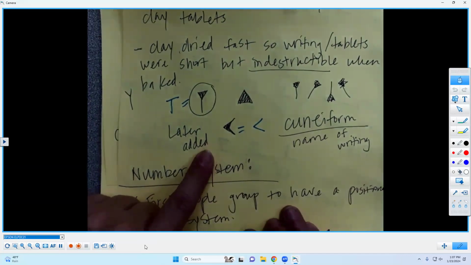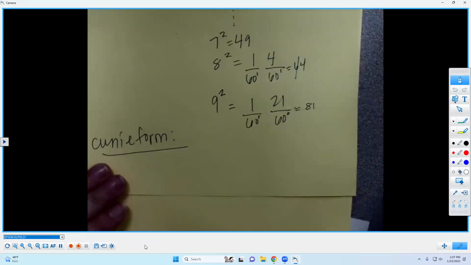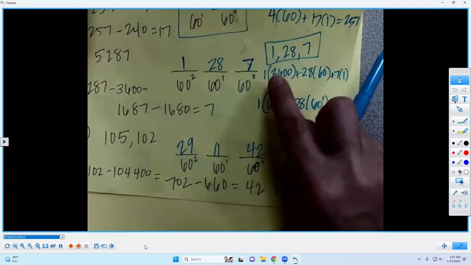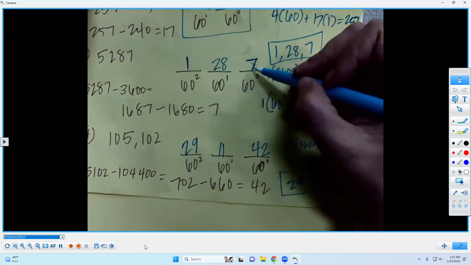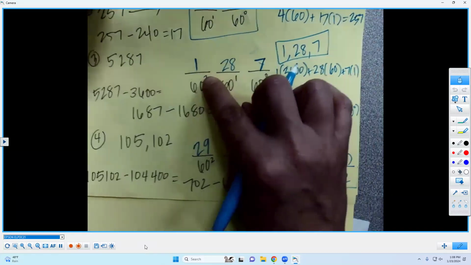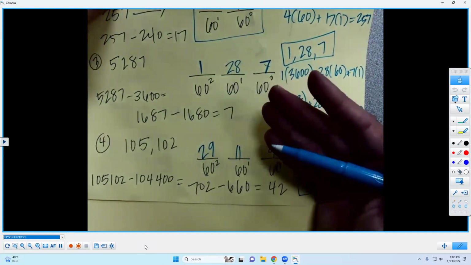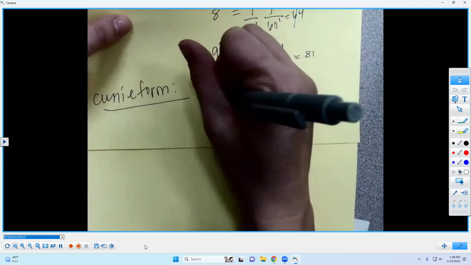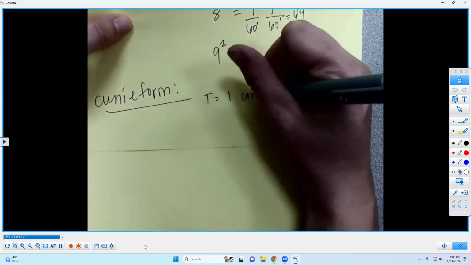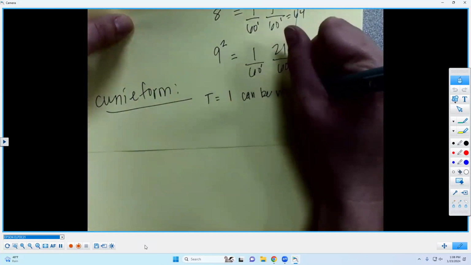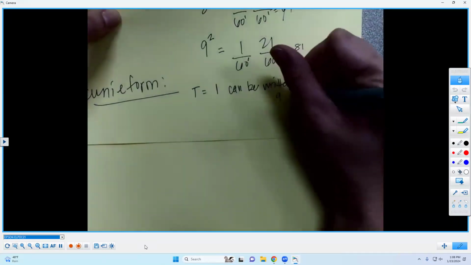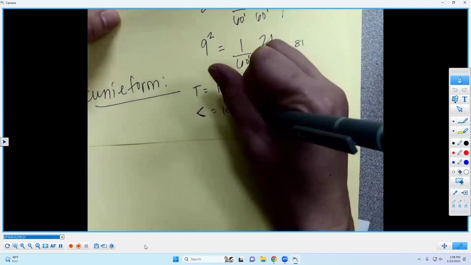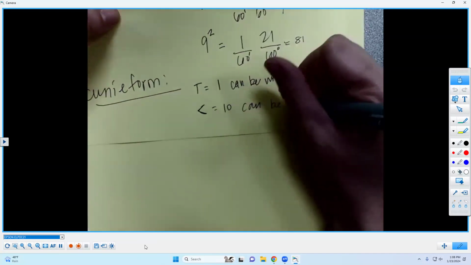So in our numbers, I need to be able to write the numbers 0 through 59. Would you agree? Every number I can write as some number through 59 in this place value, some number through 59 in this place value. 59 is the biggest number I have to write. So the way that we write that, we use the T as basically the 1, and it can be written up to 9 times. And then we use the little less than sign as a 10, and it can be written up to 5 times.